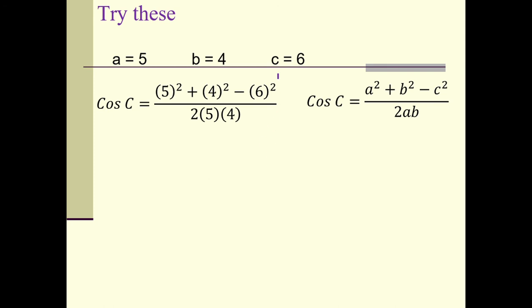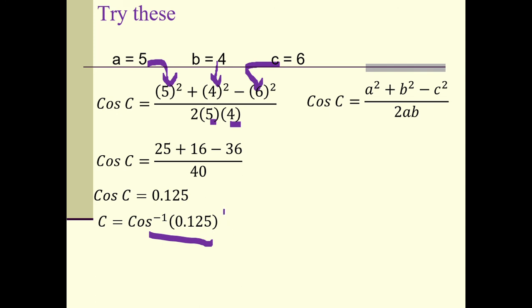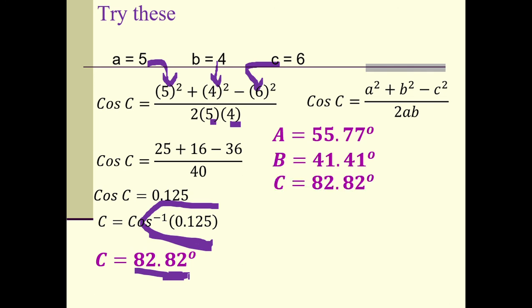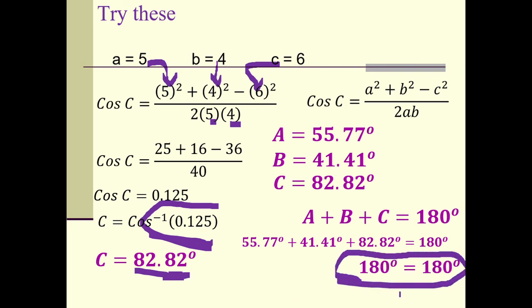Next, sa C. Ito yung A and B. So, 25 plus 16 minus 36. So, we have 0.125. Inverse ulit. Makukuha natin value ng C. To check this one, kailangan mag-equal yan sa 180. Yung tatlo na nakuha natin, pag in-add natin yan, tama yung sagot natin. Equal siya sa 180.